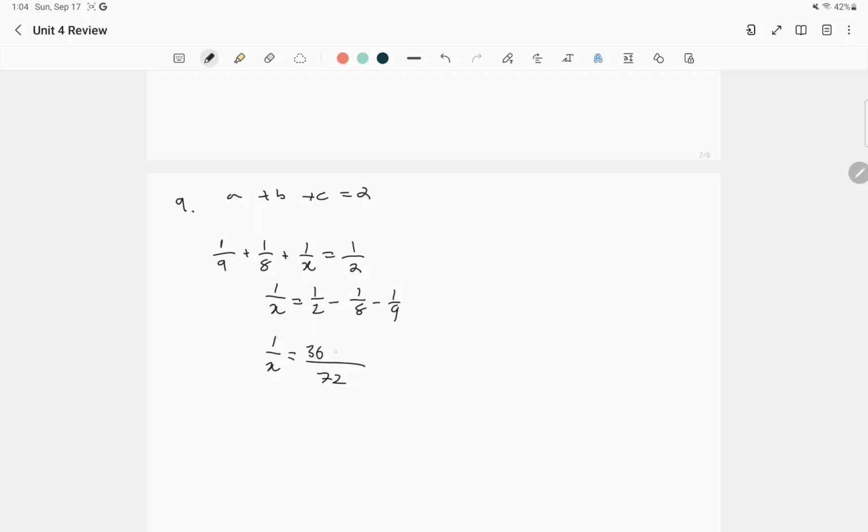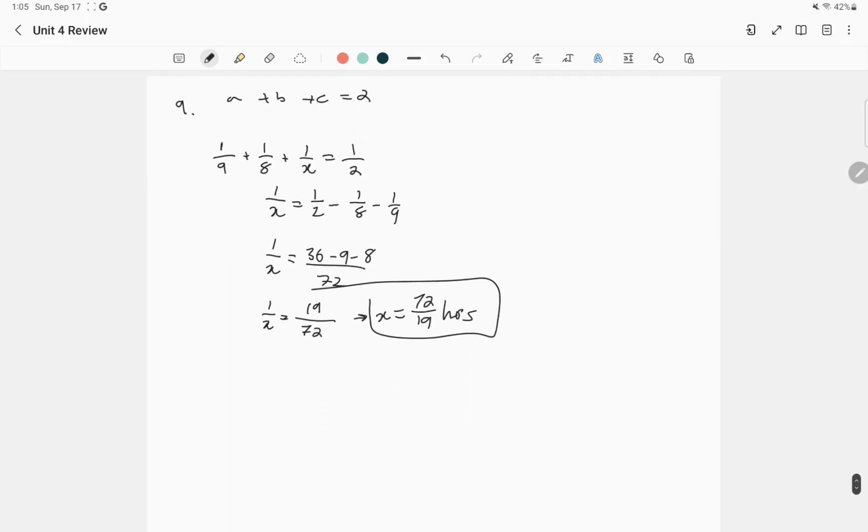So we know this is going to be 36 minus 9 minus 8, which is equal to 1 over x equals 2. Right, equals 36 minus 9 minus 8, 19. So that means x is equal to 72 over 19 hours. I just wanted to make sure you knew that we're looking for x on the bottom, because remember, this is 9 hours to do the job, 8 hours to do the job, x hours to do the job. So this x represents how many hours. So we're going to do 72 over 19 hours.